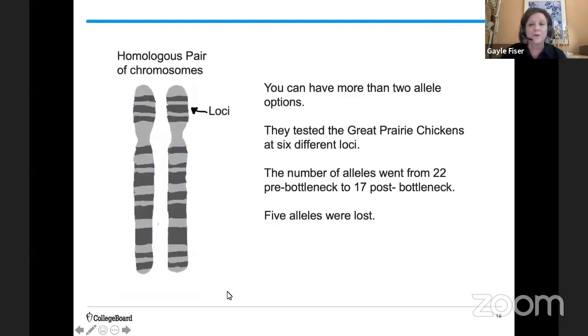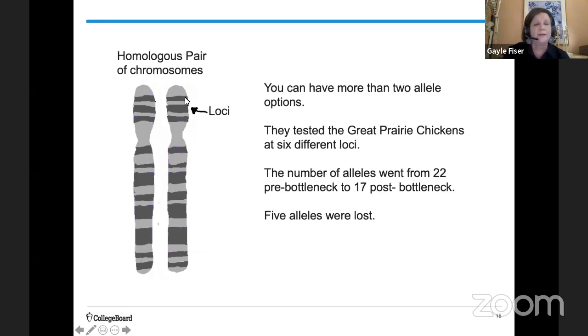So if I said some words that you didn't understand, or you were thinking about 2 alleles, I added this part to help you out. Okay, so here we have a homologous pair of chromosomes. One came from your mom and one came from your dad. And so here are these dark bands. Those are actually genes, and they have a location, and we're going to call that a loci.